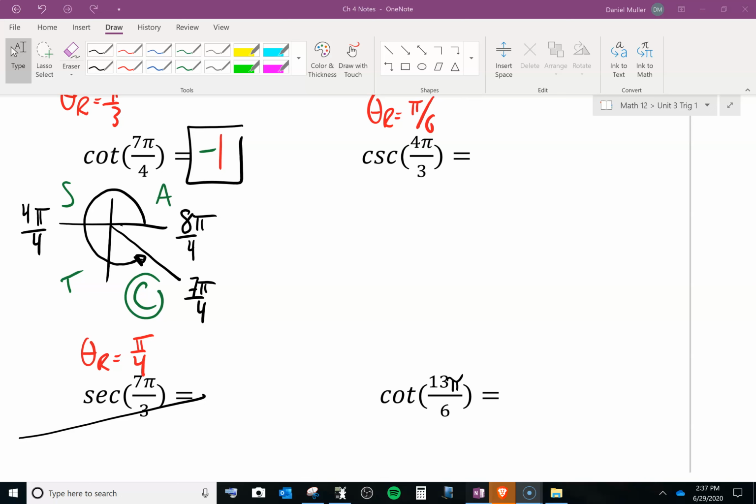Alright, cosecant of 4 pi over 3. That's the next question, and we know the reference angle. It says right there it's pi over 3. So pi over 3, you can see it right there. So I just need to find cosecant of pi over 3.